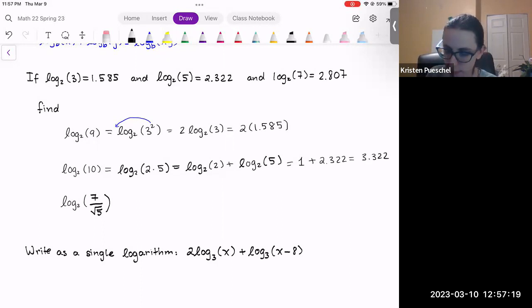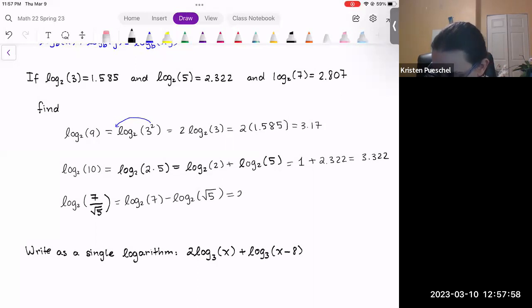Okay. So next up, let's take a look at the log base 2 of 7 over square root of 5. Okay, so this is a quotient. So we can use our second logarithm property to pull this apart as the log base 2 of 7 minus the log base 2 of square root of 5. Log base 2 of 7 is on our list. That's 2.807.